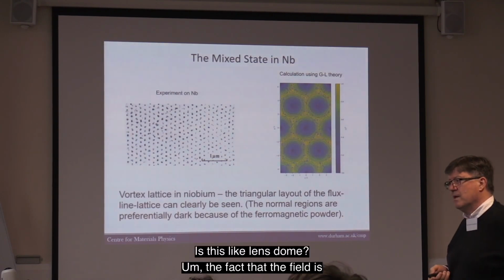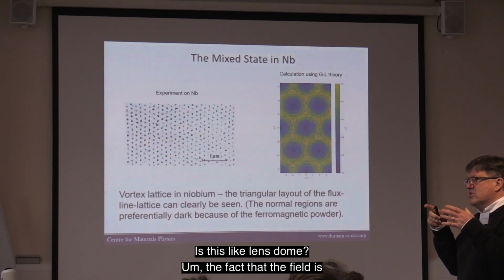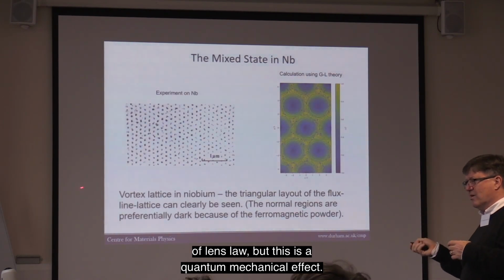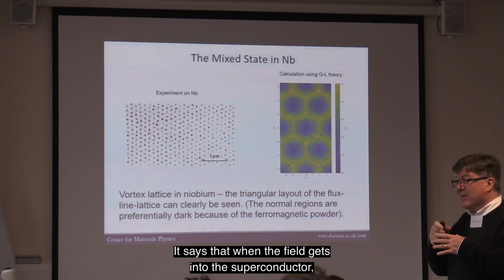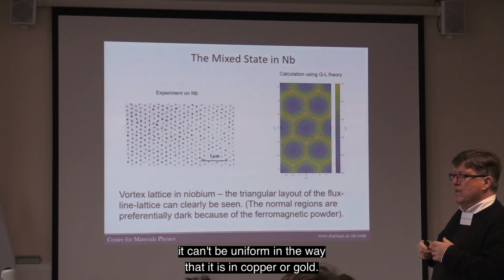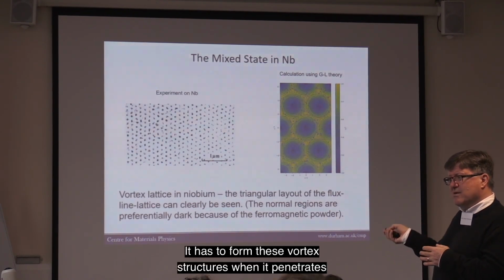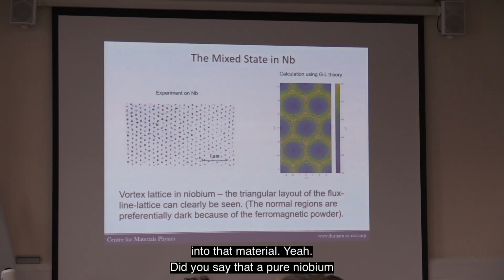Is this like Lenz's law? The fact that the field is slightly lower in the superconductor than the applied field is a sort of Lenz's law, but this is a quantum mechanical effect. It says that when the field gets into the superconductor, it can't be uniform in the way that it is in copper or gold. It has to form these vortex structures when it penetrates into the superconducting material.